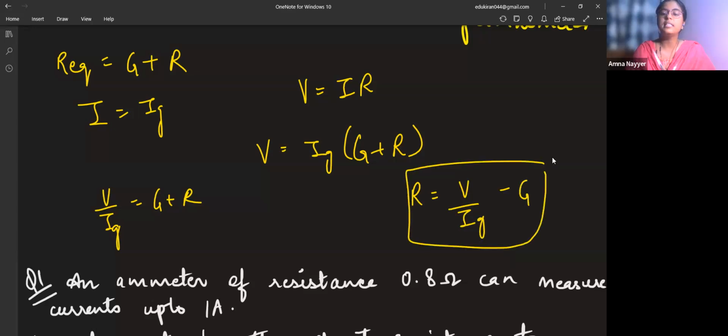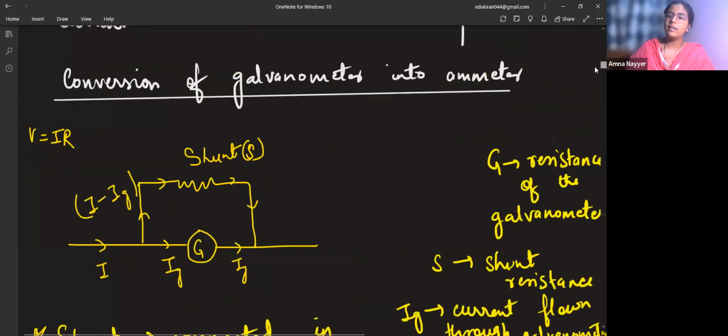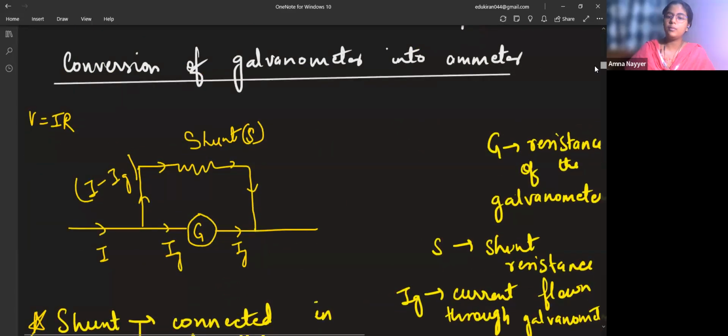So now you can see the difference between shunt and the resistor, and how voltage is involved here and how resistance is involved there. One question we will do, and we'll complete this lesson, and we'll start the next lesson.